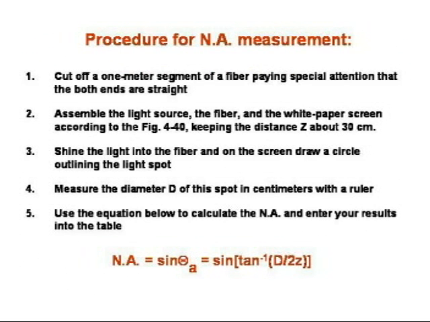Let's go to the slide showing the procedure for the numerical aperture measurement. First, you cut off a segment of a fiber, for instance, a 1 meter segment, paying special attention that both ends are straight. Then you assemble the light source, the fiber, and the white paper screen according to the next slide figure, which I will show you shortly, keeping the distance of the fiber from the screen about 30 centimeters. Shine the light into the fiber, and on the screen draw a circle outlining the light spot. Measure the diameter of this spot in centimeters with a ruler. Use the equation to calculate the numerical aperture.